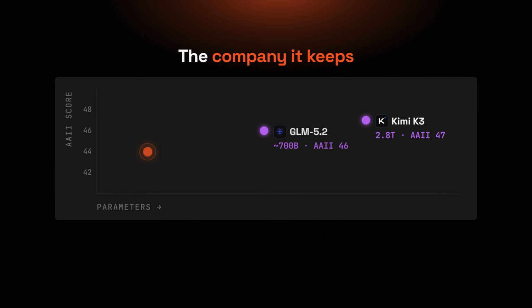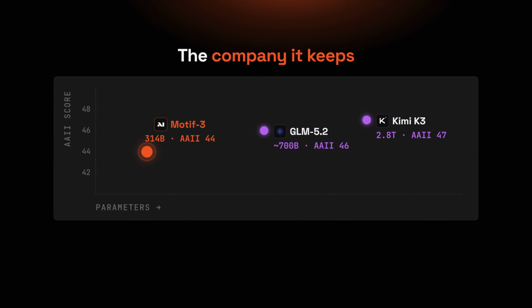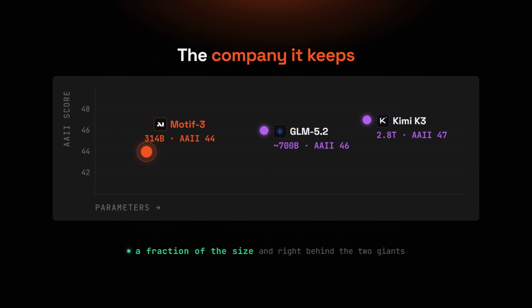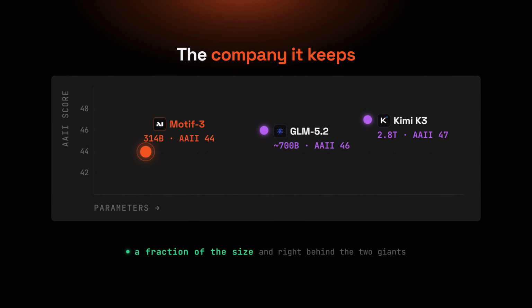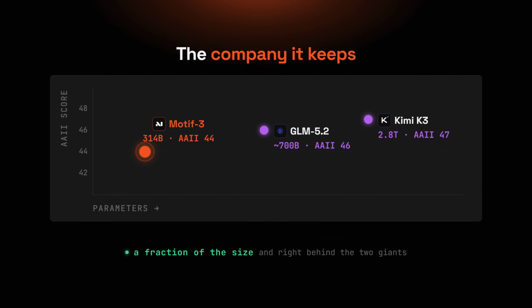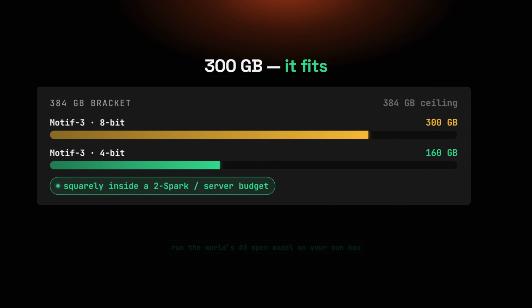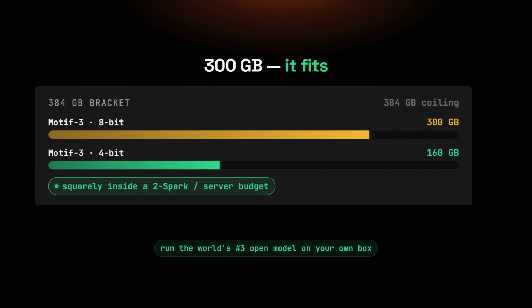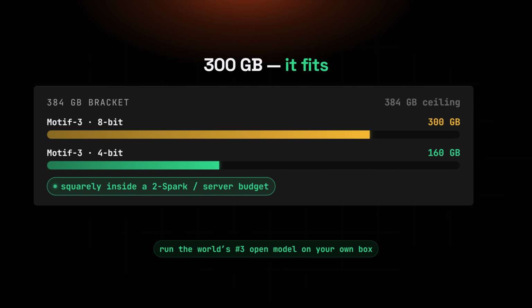And sit with the company it is keeping. The 2 models above it are Chinese giants. Kimi K3 alone is 2.8 trillion parameters. Motif is a fraction of that size, from a firm most people have never heard of, and it is right on their heels. 314 billion is a lot, but sparse and quantized to 8-bit, it lands around 300 gigabytes, and less if you push the quantization, squarely inside a 2 Spark or a single server budget.